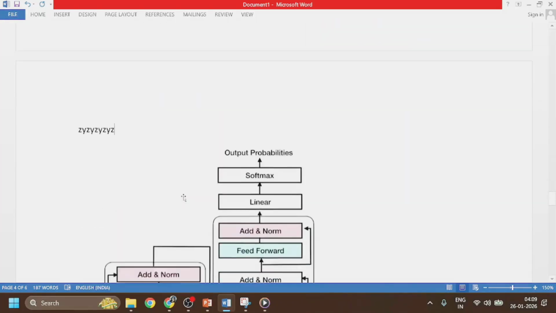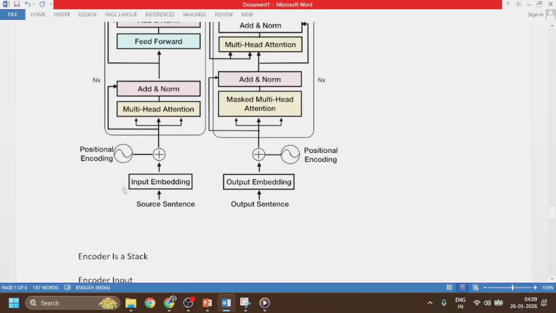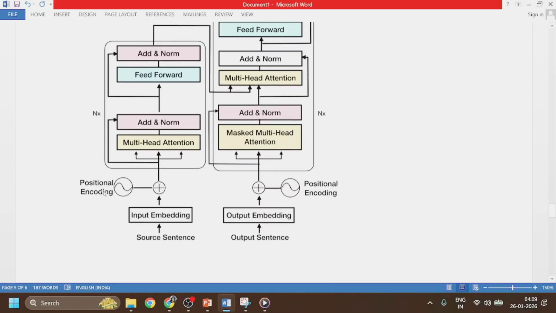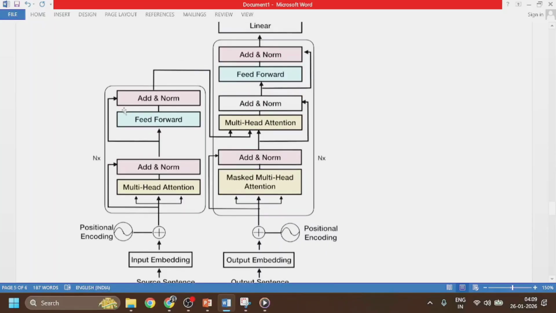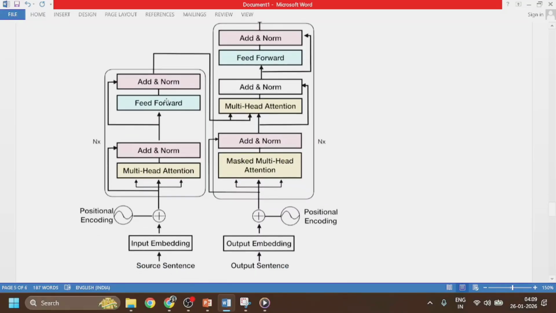This diagram is for one encoder. First you need to pass the embedding of your sentence and then add positional encoding. After this you do multi-head attention and use add and normalization, and after this we pass everything to the feed forward neural network, and after this we add and normalize. These are the steps for one encoder.